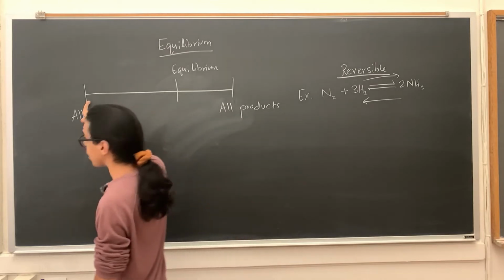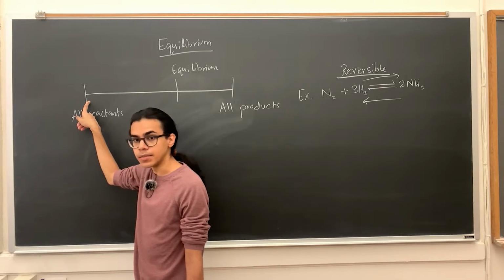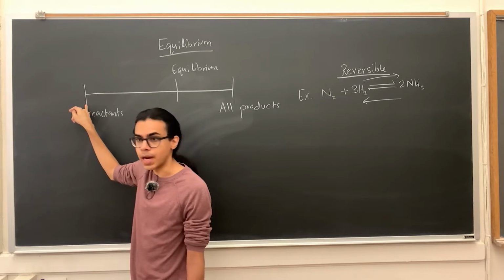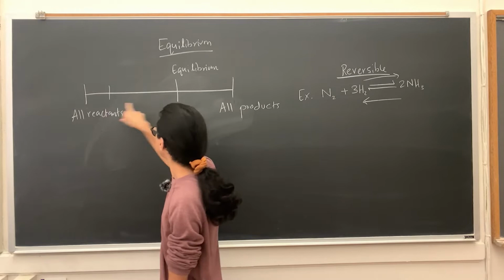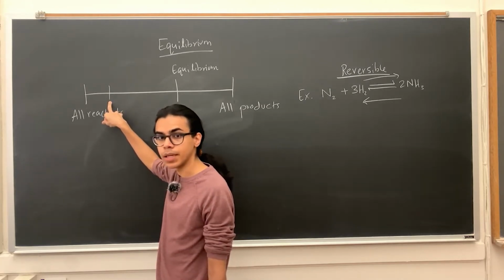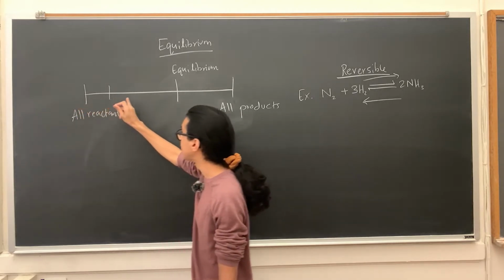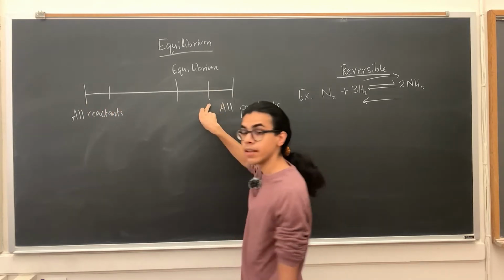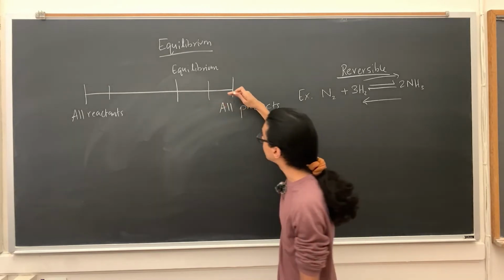If you start out here, the forward reaction dominates. When you start with all reactants, there's only forward reaction, no backward reaction. When you get here, this is still before equilibrium, so the forward reaction dominates and the backward reaction is small. That's why the reaction keeps moving forward, because the forward reaction keeps winning. If you somehow end up here, then the backward reaction dominates, and so the reaction starts moving back.